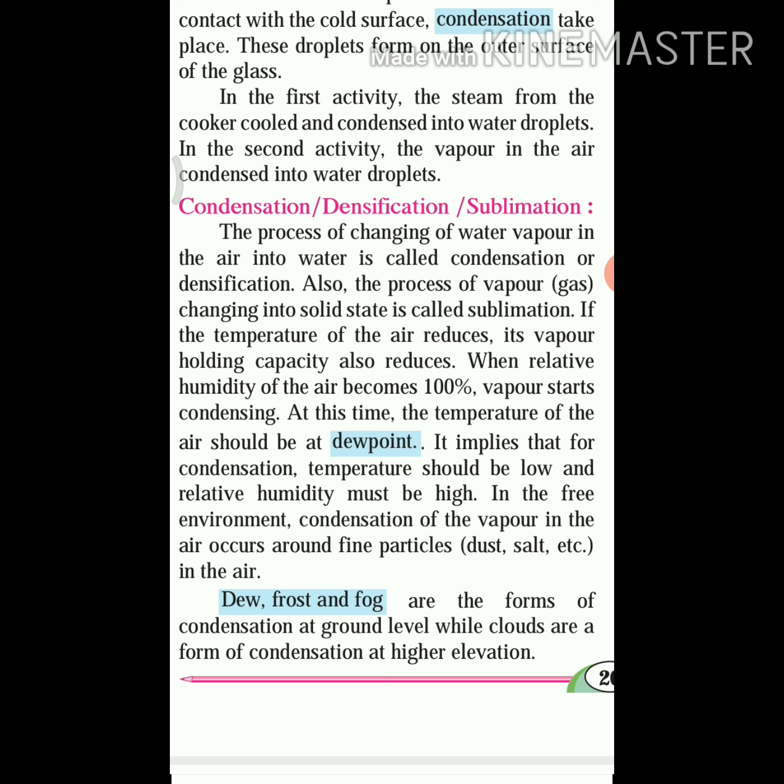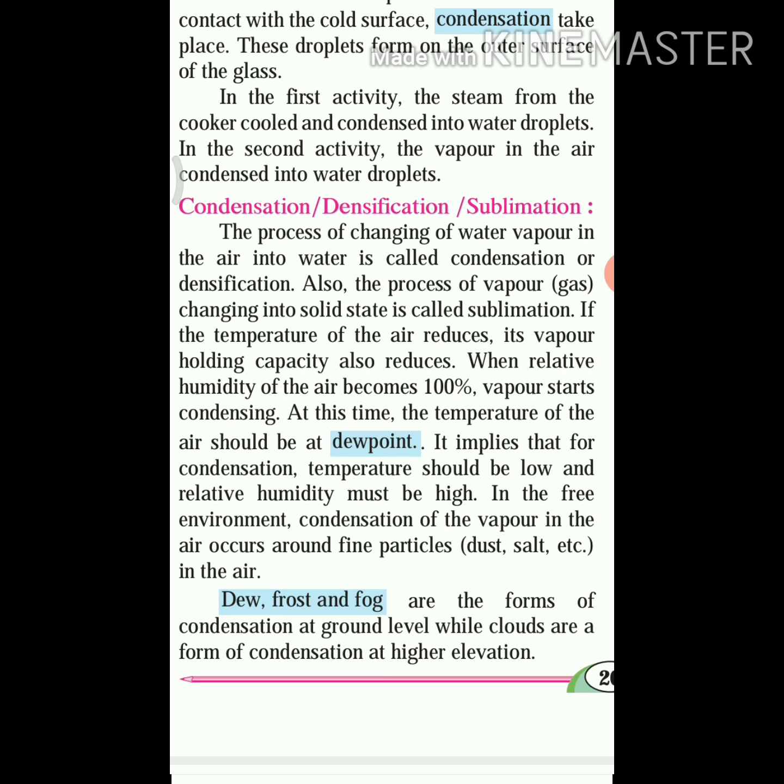Okay, understand? Dew. Early in the morning and at night, you can see the dew. The frost and fog, you can also see early in the morning and at night. The dew, fog, and frost are there. These are the forms of condensation at the ground level, and the clouds are a form of condensation at higher altitude. Okay, now do you understand till here? The next point is the clouds and the types of clouds.